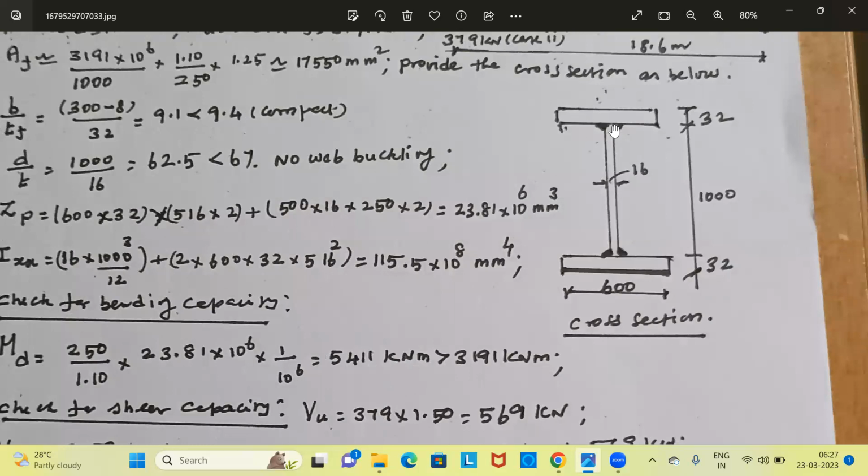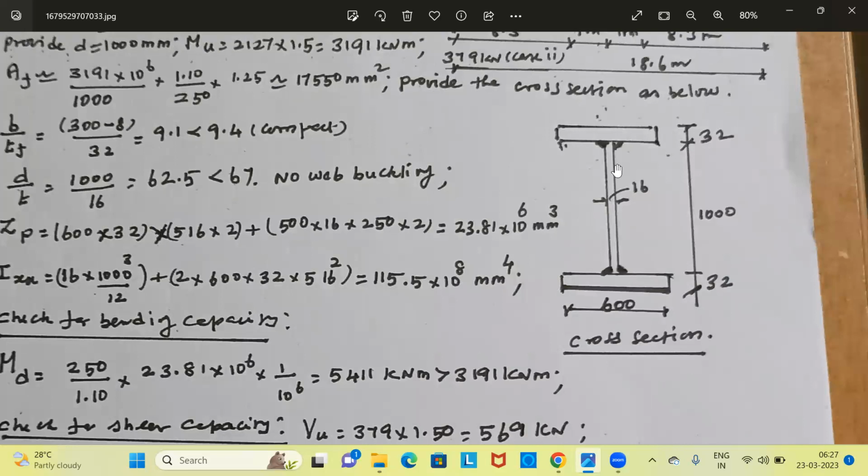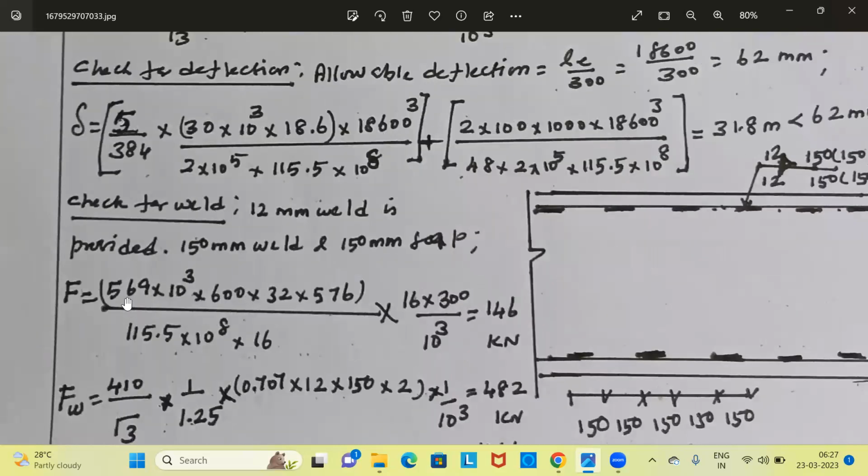That means this flange area will be considered. You are now considering the weld between the flange and the top of the web, so you have to consider only the flange area. Flange area is 600 into 32. A y bar: y bar is 500 plus 16, which is 516. So F is 569 into 10 power 3, area is 600 into 32, and y bar is 516 mm.